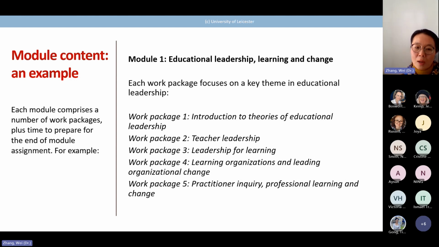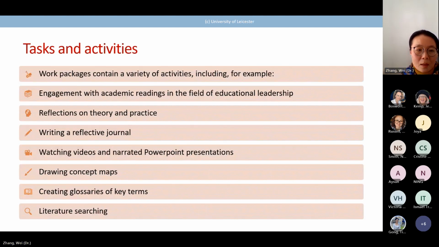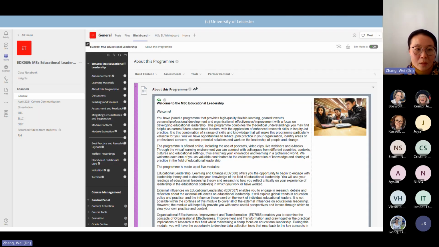What I want to add is we are aware that postgraduate taught programs often suffer from limited space for educational research inputs. So one of the unique selling points of this program is that your tutors try to integrate research methods inputs into each substantive module teaching. And as you can see, here are a range of tasks and activities offered by this program.